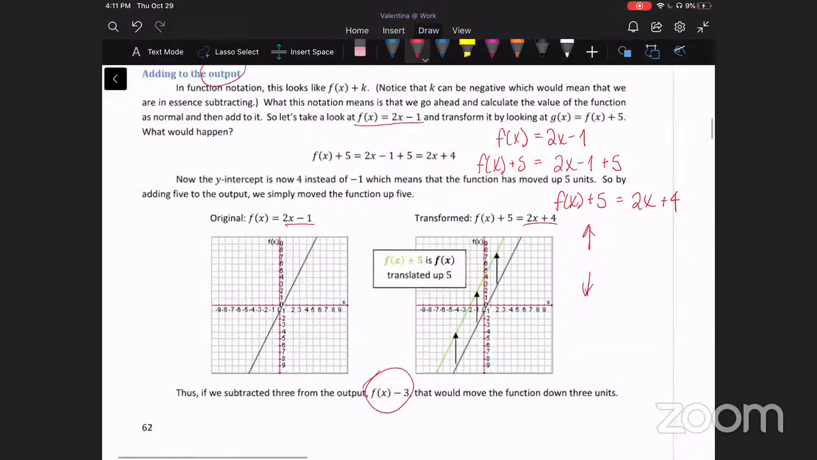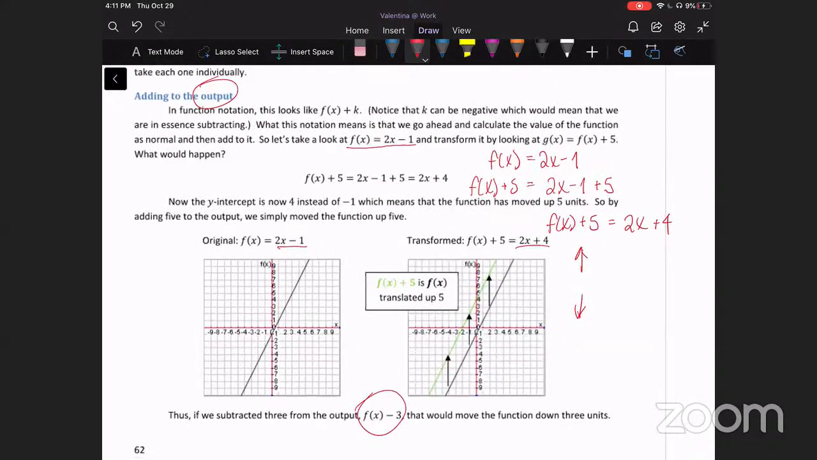Now, the reason this is like this is because you're adding 5 to your y, right? Your f of x is like your y, we've been saying. So if you add 5 to your y, you're basically moving along the y-axis up 5. So that's another way to think about that.